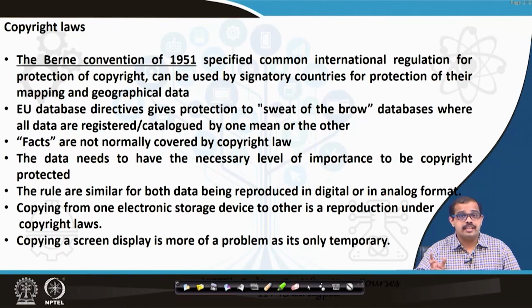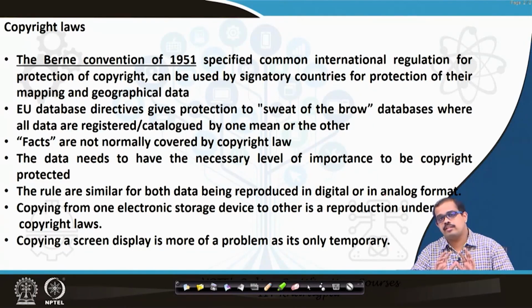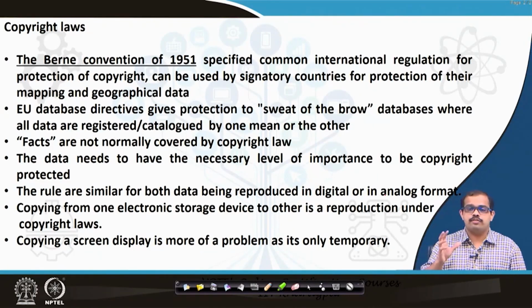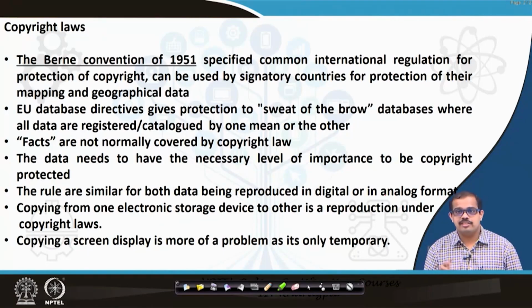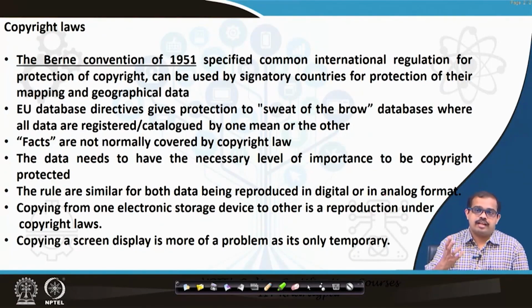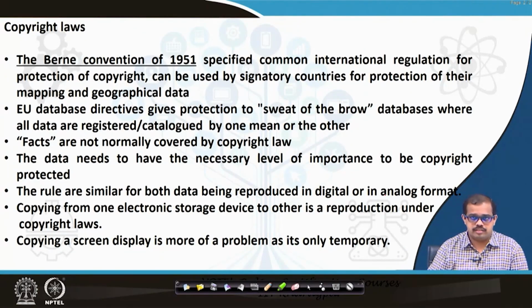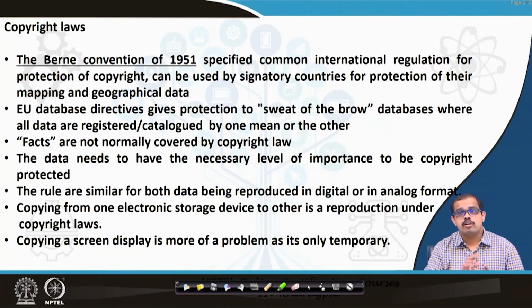Copying a screen display is more of a problem. For example, a very recent issue is that if you put presentations or videos online, people take a screenshot of that video and add it into their presentation. That is really a problem. But now you have reverse image search where you can find out from where that screenshot was taken, but it is really a problem in terms of copyright laws.